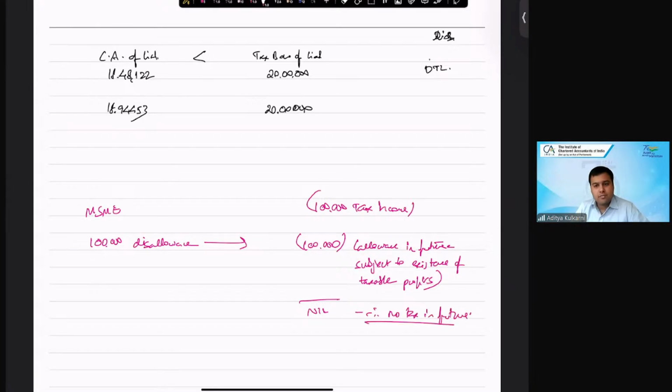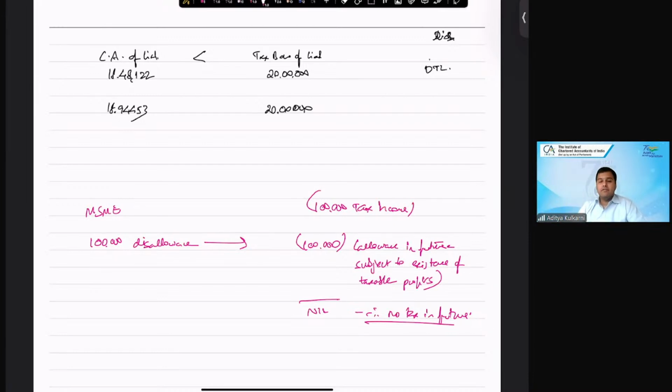Are you able to follow? One of the conditions to recognize a DTA is you should have sufficient taxable income in the future. This is the first point. Second point is you should have adequate taxable temporary differences whose reversal pattern matches the reversal pattern of deductible temporary differences. Did you follow?